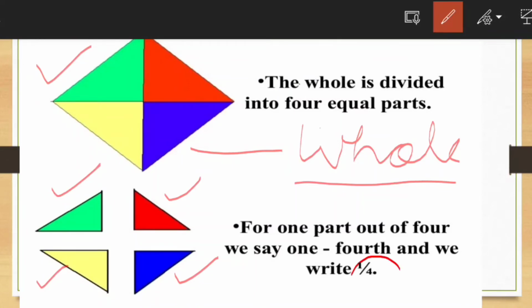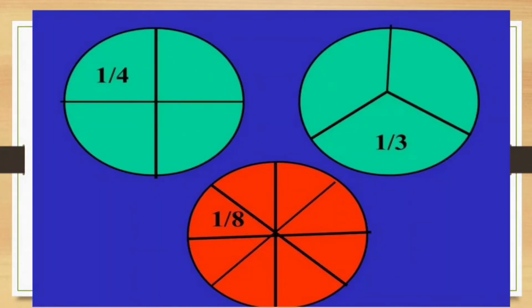It simply becomes 1 upon 4 because the total parts are 4 and the part which we have taken out is 1. So the fraction becomes 1 upon 4. Let's talk about another one.